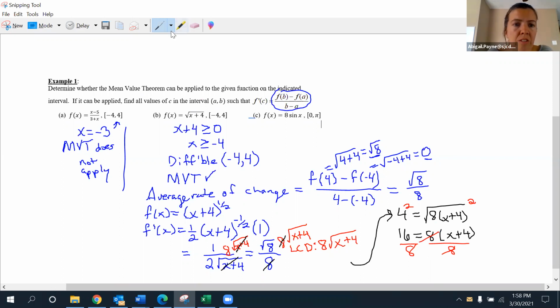So this gives us 2 equals x plus 4. So if you subtract 4, negative 2 equals x.